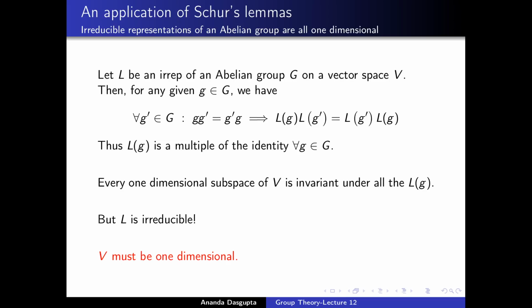And thus, what we have shown is that you cannot have an irreducible representation of an abelian group if your space has dimension more than 1. This, of course, does not say that you cannot have a representation of an abelian group in multiple dimensions. It just says that such representations will always be reducible ones.